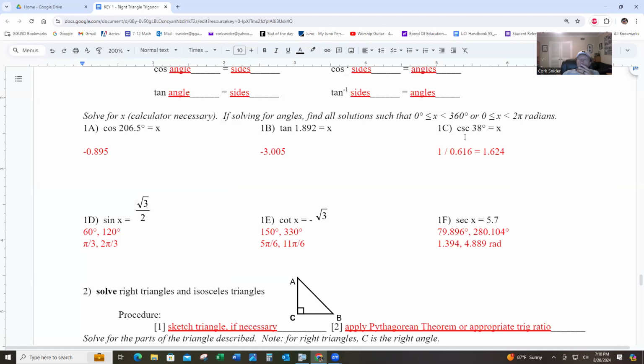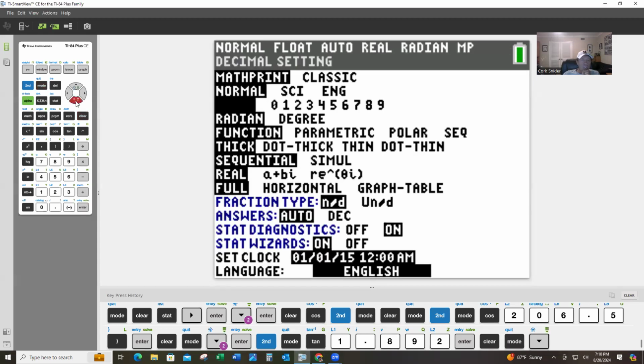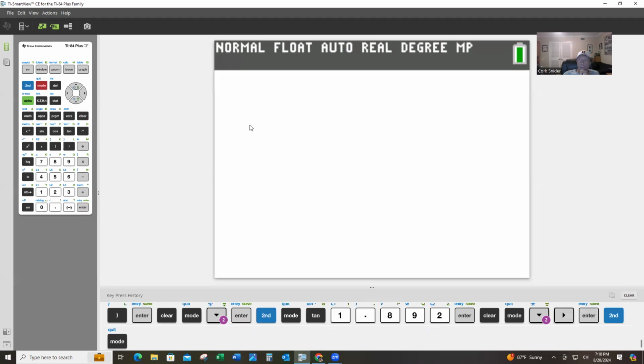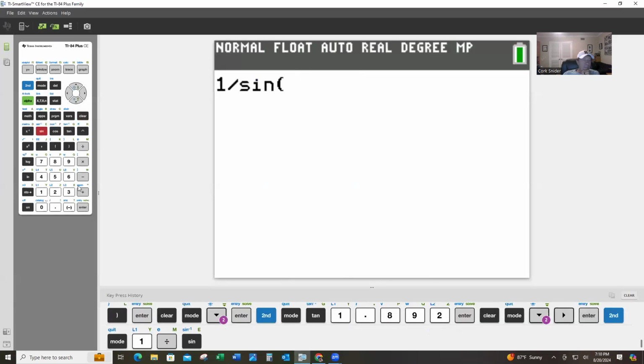All right. Cosecant of 38 degrees, okay? So this is the inverse of sine, and again, it's degrees. So I need to go to the calculator and go to mode and change it to degrees. Hit enter right there, change it to degrees, okay? Second quit. And then I'm going to go 1 divided by the sine of 38 degrees. 1 divided by the sine of 38 degrees. Okay, there we go.